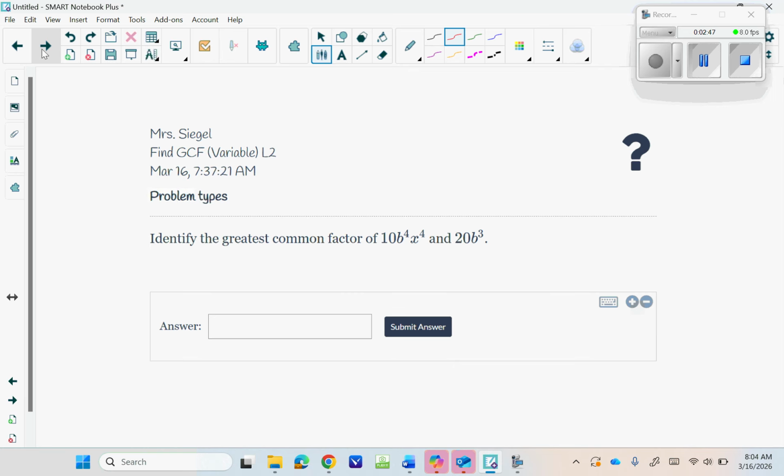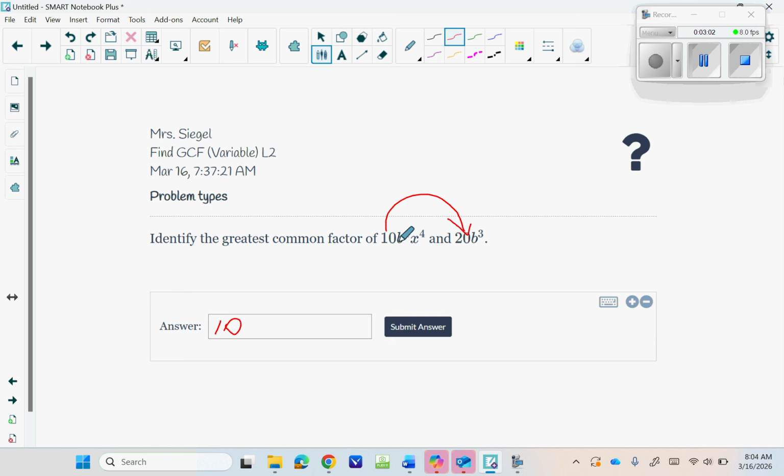Okay, so the second part steps it up a little bit. Again, I'm going to ask myself, does 10 go into 20? And it does, 2 times. I don't really care about that right now, but 10 goes into 20 2 times. So 10 is going to be my GCF.